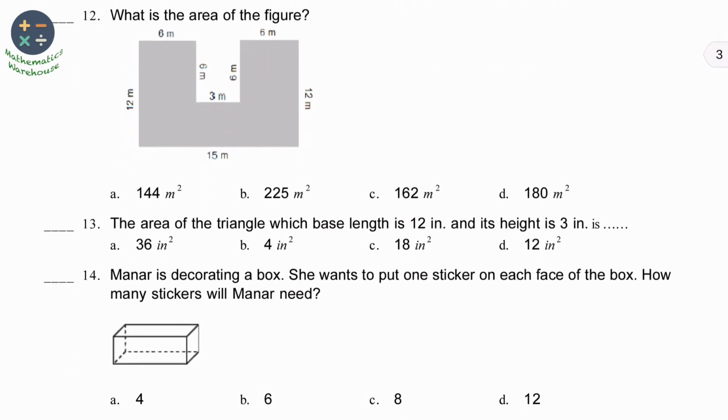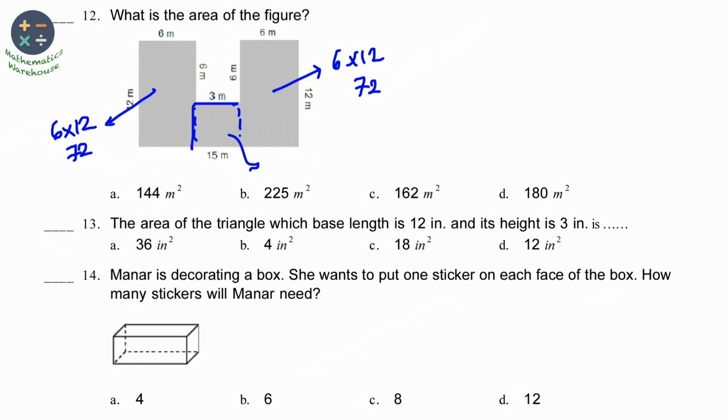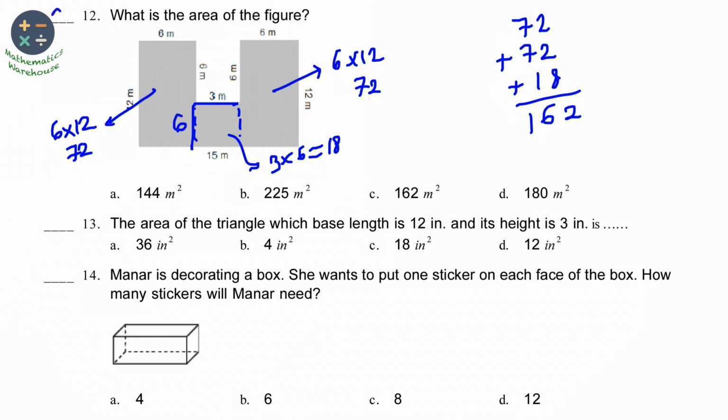Next question. What is the area of the figure? Let us divide this figure into known shapes as we did before. Now this area is 6 times 12, which is 72, and also this area 6 times 12, which is 72 as well. And what about this area? We have this 3, and all of this is 12 and this part 6, so the remainder is 6, so it's 3 times 6, which is 18. Now add the total area: 72 plus 72 plus 18 equals 162. So the answer would be C.